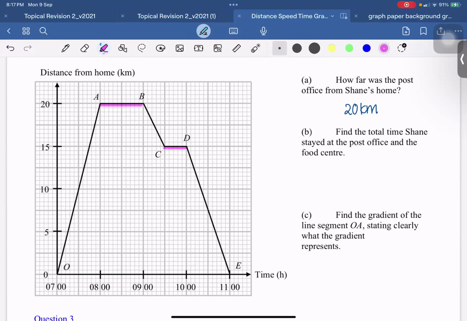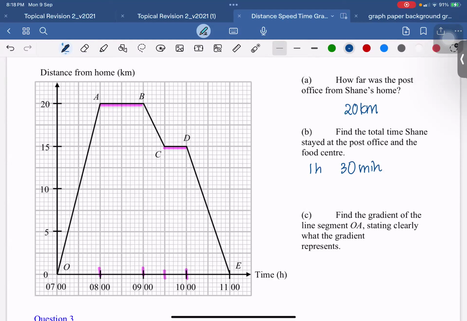So when he eats, there is 0 speed. So in this case, we're going to find the timing. This one is 8 to 9, which is 1 hour. So this one is 1 hour plus this one from here. This timing is 9:30 to 10. So it's another 30 minutes. So the answer straight away is 1 hour 30 minutes. Okay.